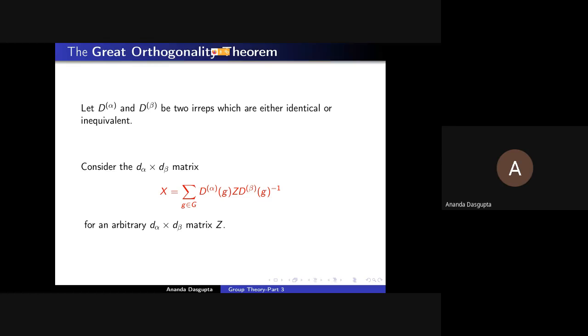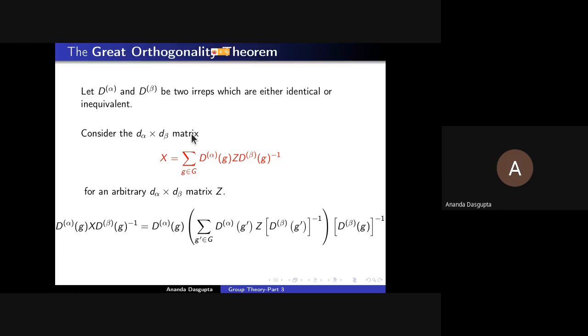And of course, there are infinitely many possible such matrices, because even with d alpha and d beta fixed, Z can take infinitely many possible values. I've just taken one arbitrary Z and formed this X. The next step is, I will take this X and multiply it by D alpha of g on the left and D beta of g inverse on the right. Remember, this g is a specific group element. This is a sum over all g.